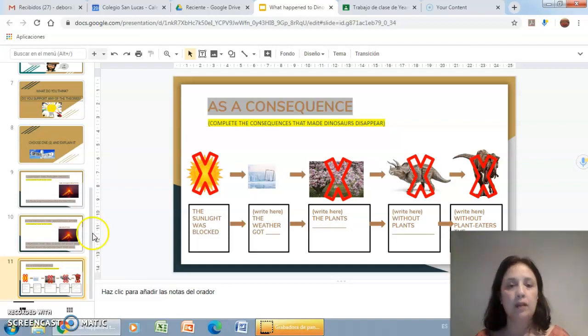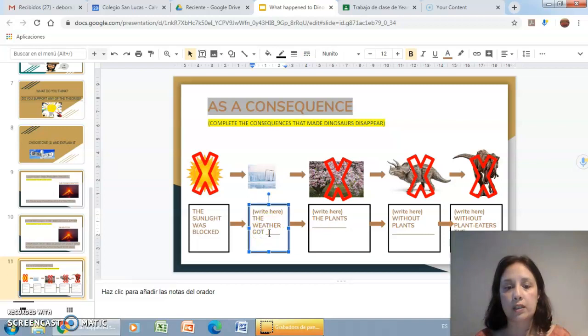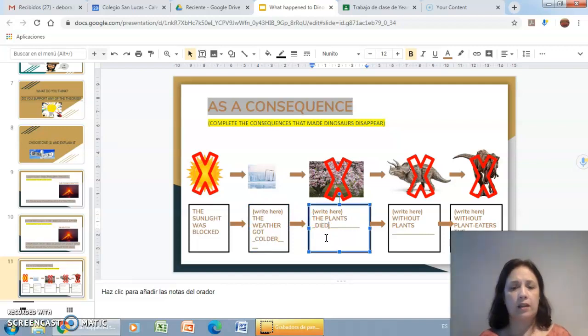As a consequence, and in yellow, you have your instruction. Complete the consequences that made dinosaurs disappear. So you're going to go to each box and you're going to write the consequence. So what happened when the sun was blocked? Yes, for example, the weather got how? Hot or cold? Cold. Yes? So you're going to write that. The plants, what happens with the plants? They died. They couldn't survive. Yes? And you're going to complete box number 4 and box number 5.